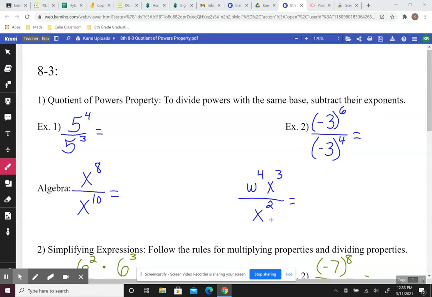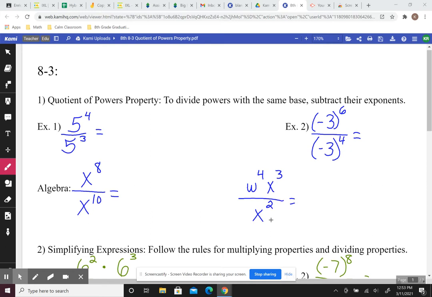So 8.3, or 8-3, right? The quotient of powers property. Yesterday, or the last couple of days, we worked with multiplication. When you multiplied, you added those exponents. When you are dividing, you will subtract those exponents. So that's basically what we're doing here.